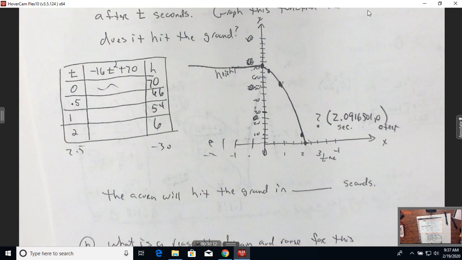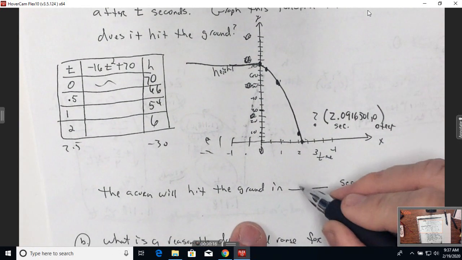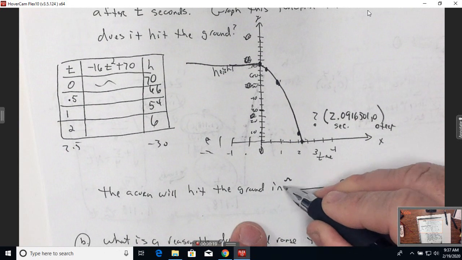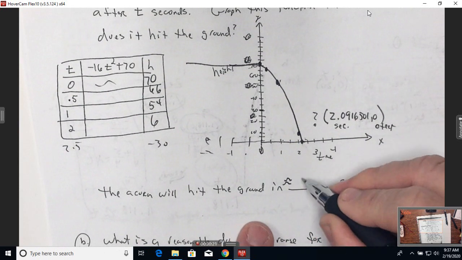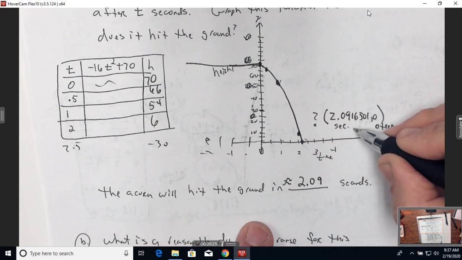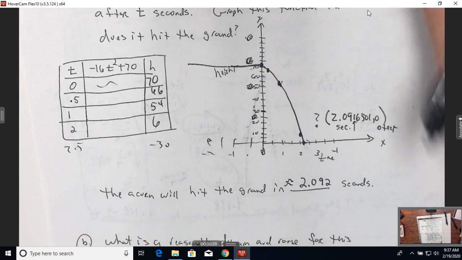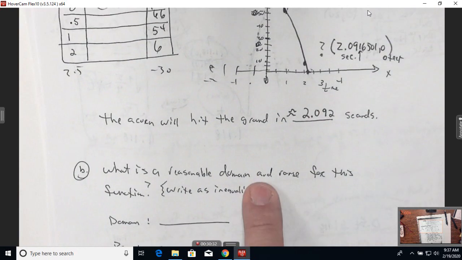So answer the question, when will the acorn hit the ground? And let's round it to 3 decimal places. And this means approximately how many seconds? 2.09. I'm rounding it to 3 decimal places, so should that be a 1 or a 2? 2 seconds. Very good. Last question, what's a reasonable domain for that function?